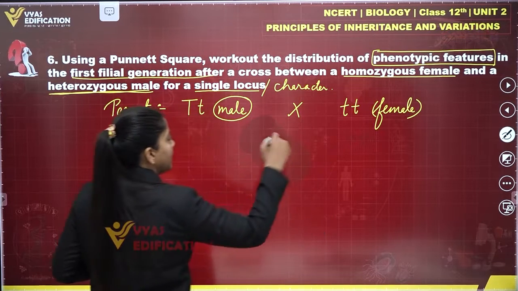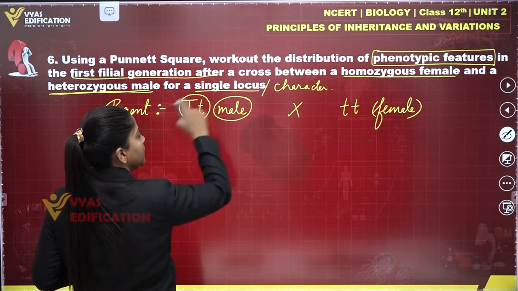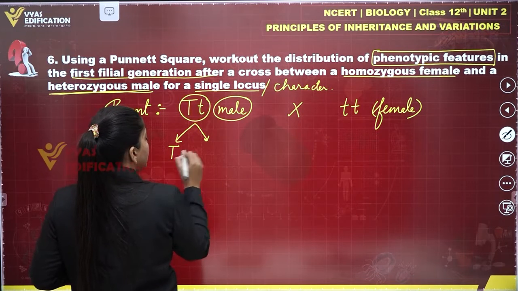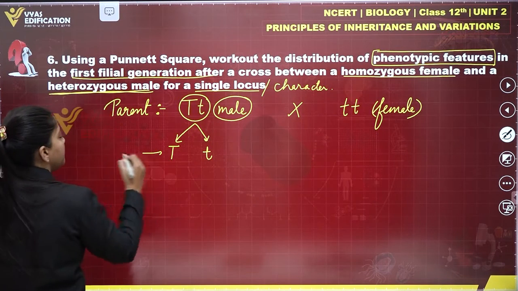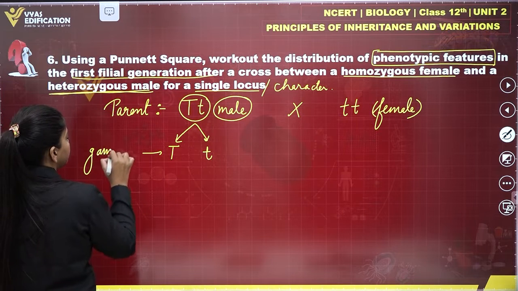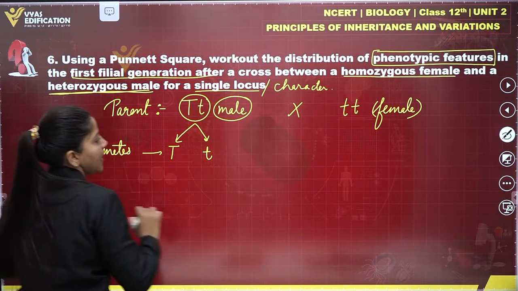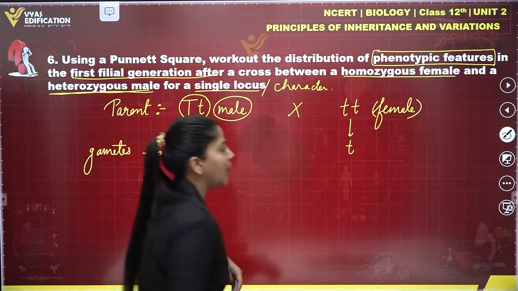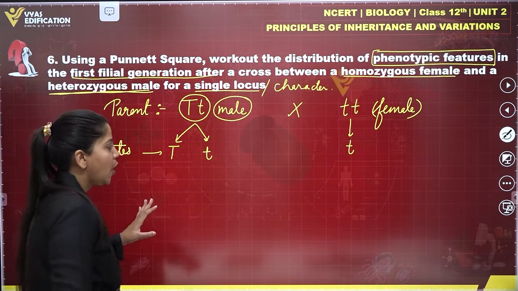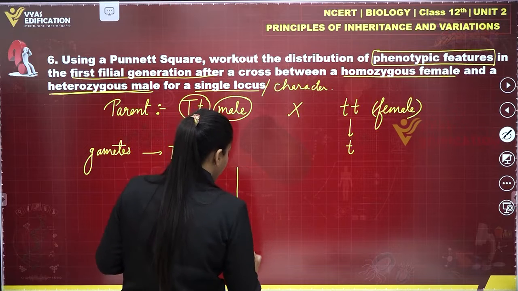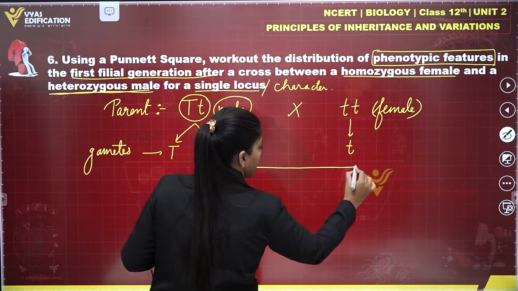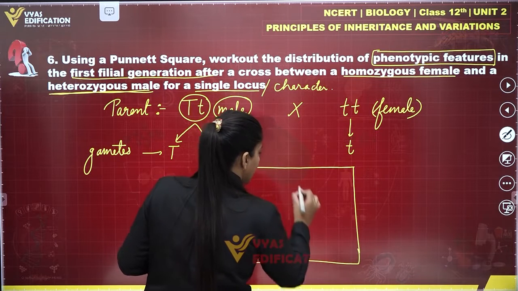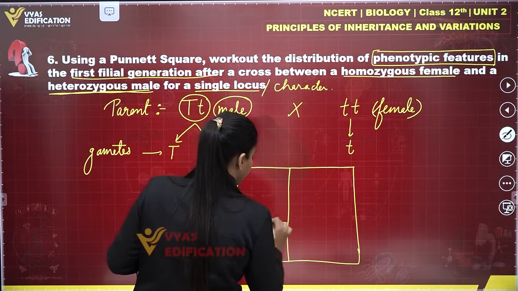These are going to make gametes. As we know, this heterozygous male is going to make two types of gametes, capital T and small t, and this female is going to make only one type of gamete, that is small t. Alright, now we are going to make a Punnett square over here. We are going to fuse these gametes with each other.